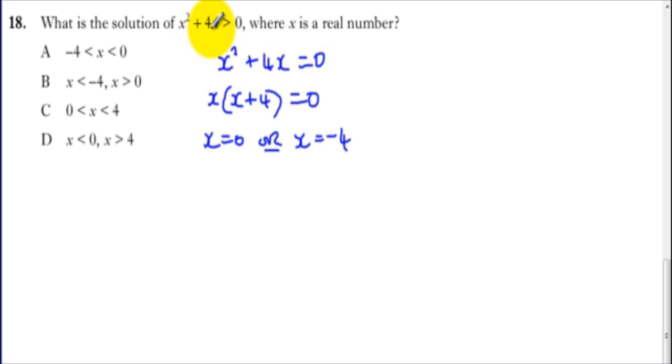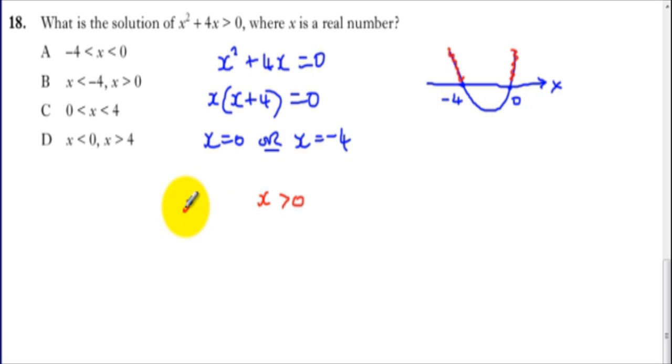X squared plus 4x is a U-shaped parabola, and we've just worked out where it crosses the x-axis at negative 4 and at 0. We want to know where x squared plus 4x is greater than 0, or positive. And that will correspond to this part of the graph and this part of the graph. This part of the graph corresponds to values of x that are greater than 0, and this part corresponds to x is less than negative 4. So the answer is B.